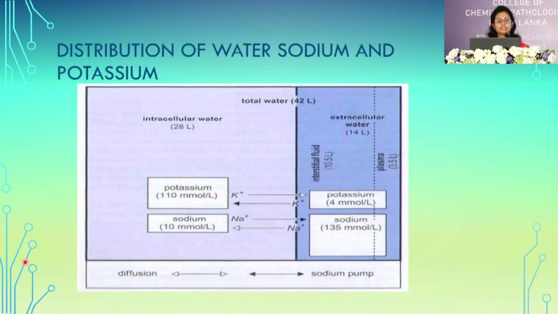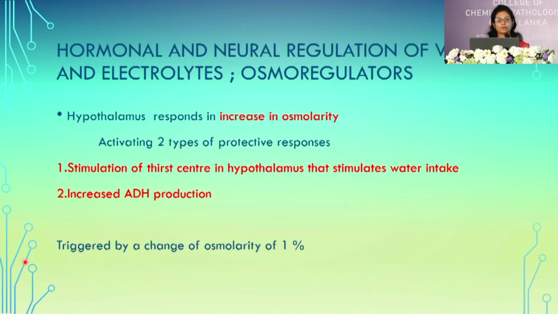So this is the distribution of water, sodium, and potassium. As you can see, potassium is the main cation in ICF, whereas sodium is the main cation in the ECF. So let's have a look at how these electrolytes are maintained within the body.